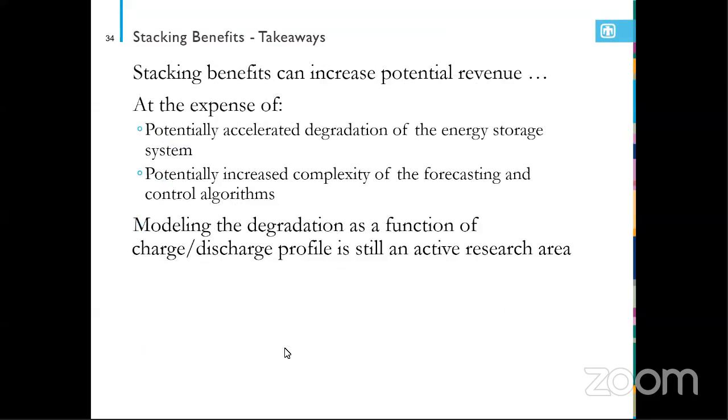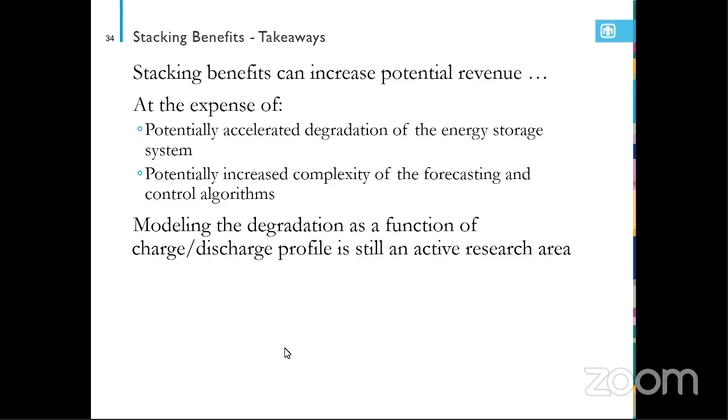So as far as stacking benefits, you can stack benefits to increase potential revenue, but it is at the expense of potentially accelerated degradation of the energy storage system. And then you also have the added complexity of forecasting and controlling the system. If you're trying to do 5 different grid applications that require very accurate forecasting for each of them, it can quickly become a mess, and you start missing in your forecast, and then charging and discharging at the wrong time, and you'll quickly not be harvesting much of your maximum potential revenue.